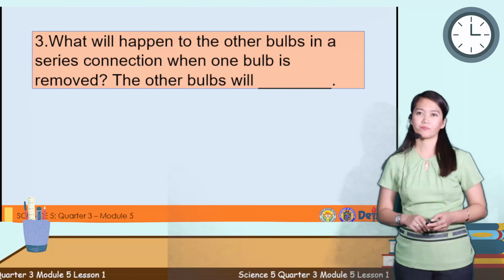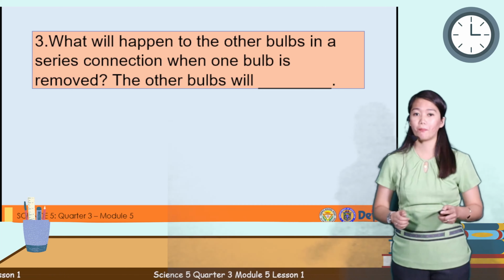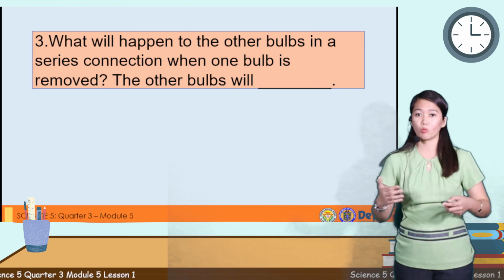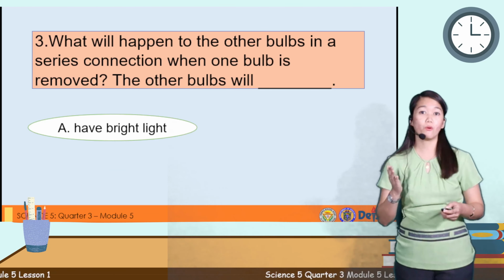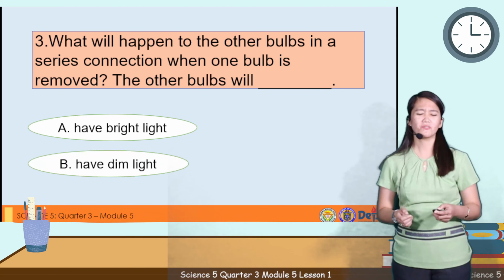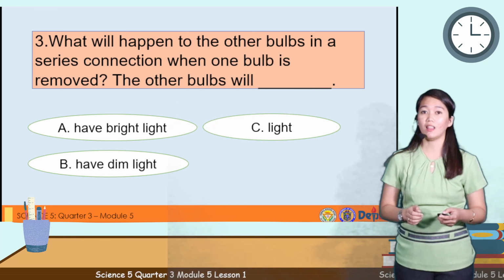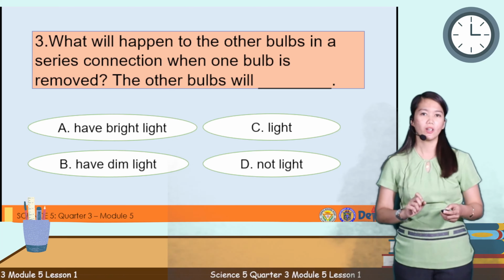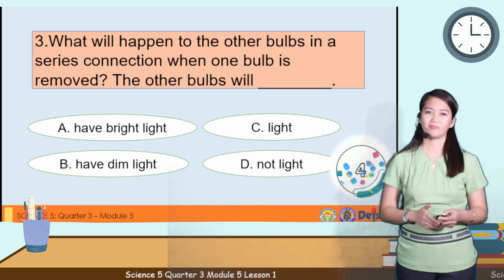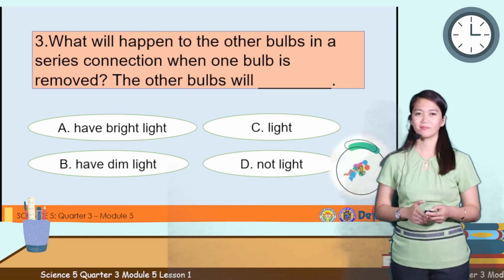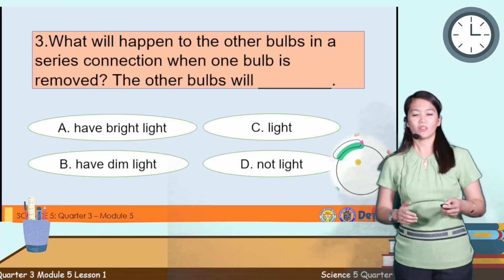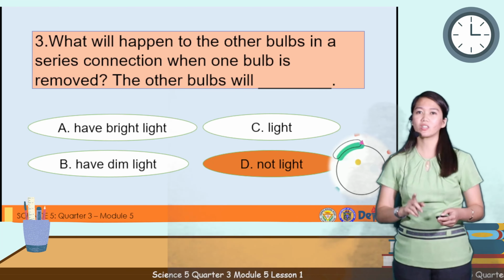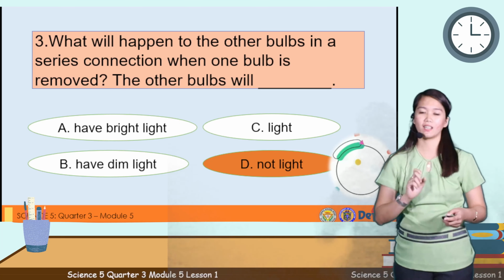How about the third one? What will happen to the other bulbs in a series connection when one bulb is removed? The other bulbs will blank. A. Have bright light. B. Have dim light. Letter C. Light. Or is it letter D? Not light. Okay, so your timer starts now. Okay, the correct answer is letter D, not light. So the other bulbs will not light.